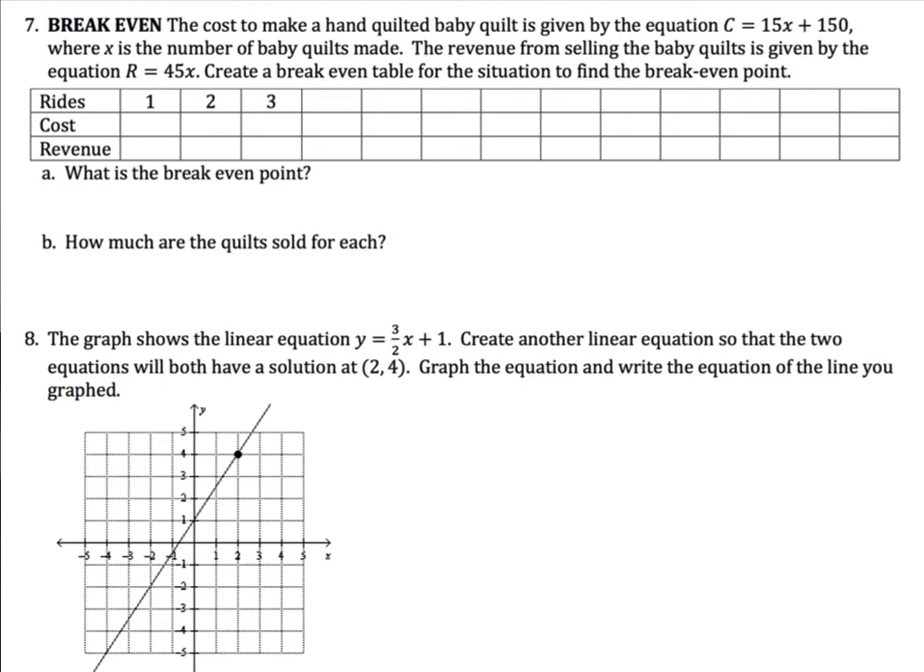Number 7 is a break-even table. That's like what we did in the beginning of the video about the bed and breakfast. And number 8 is an open-ended question. I've given you the graph of y equals 3 halves x plus 1. You're going to create another linear equation so the two equations both have the solution of 2, 4, which I've drawn in the graph. Graph the equation and write the equation of the line you graphed.